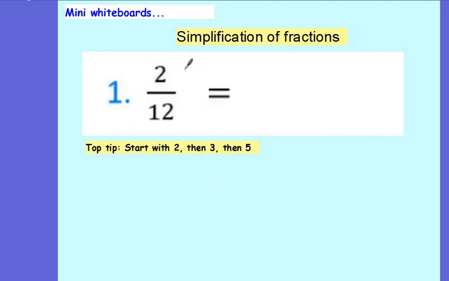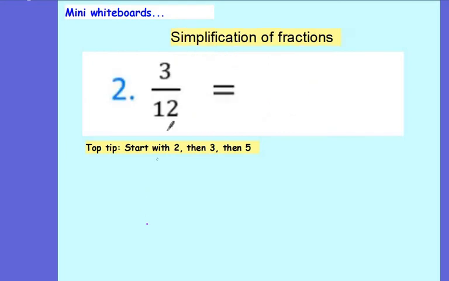Let's go through the answer. We know we can divide top and bottom by 2. Always a good first port of call. Try dividing top and bottom by 2. We get 1 over 6. There's no longer a number that goes into both 1 and 6, so we've finished.